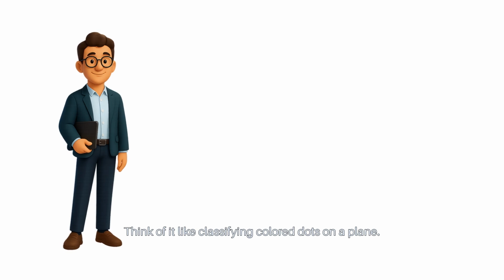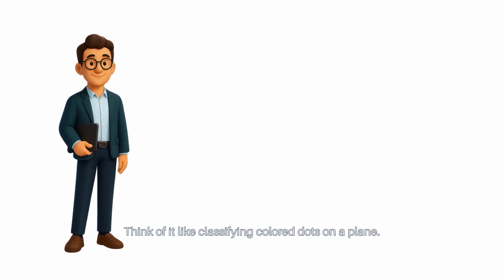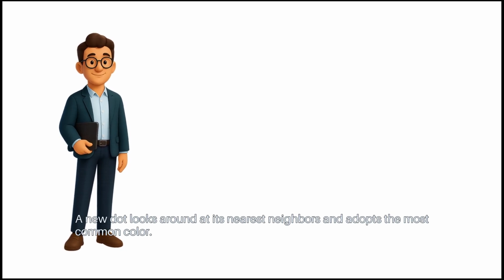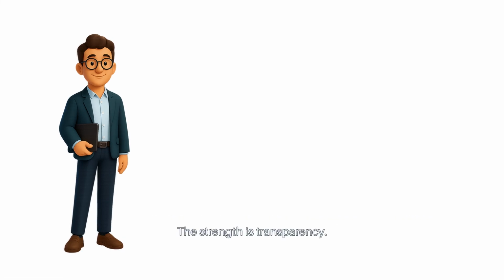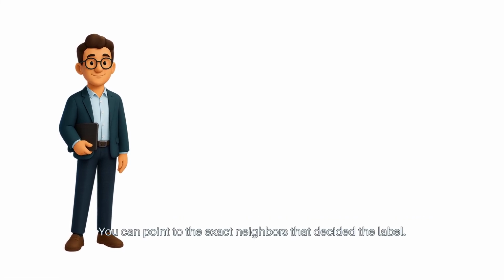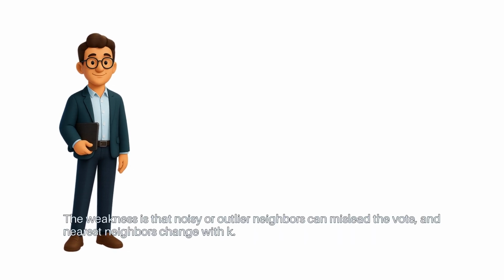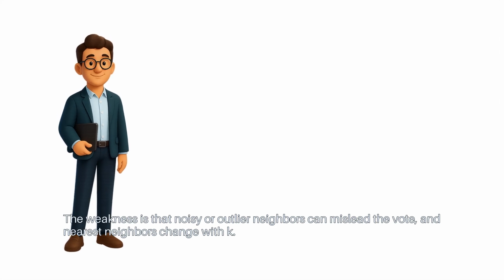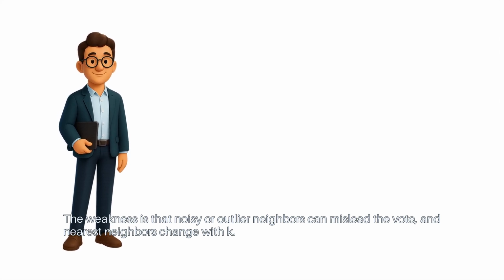Think of it like classifying colored dots on a plane. A new dot looks around at its nearest neighbors and adopts the most common color. The strength is transparency. You can point to the exact neighbors that decided the label. The weakness is that noisy or outlier neighbors can mislead the vote, and nearest neighbors change with K.